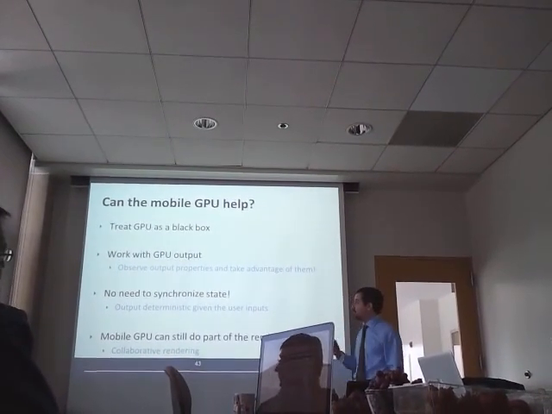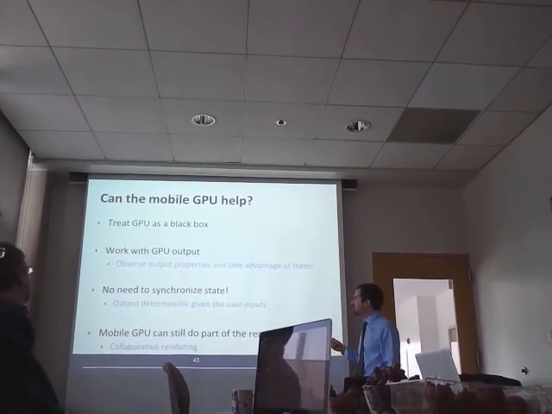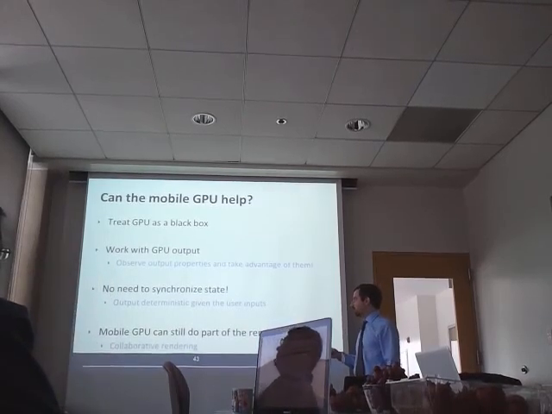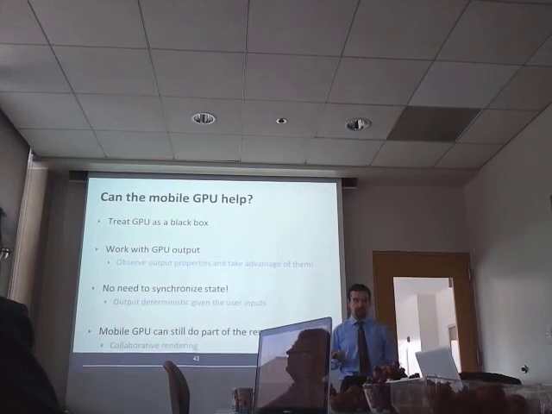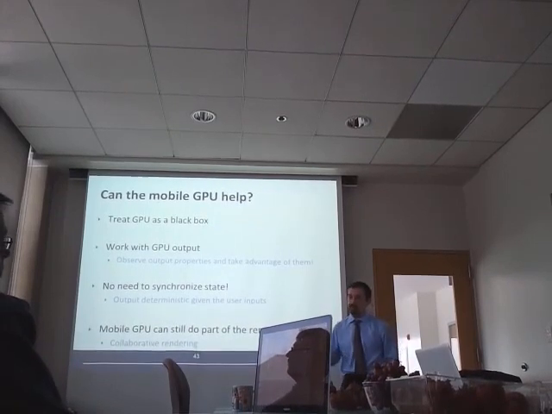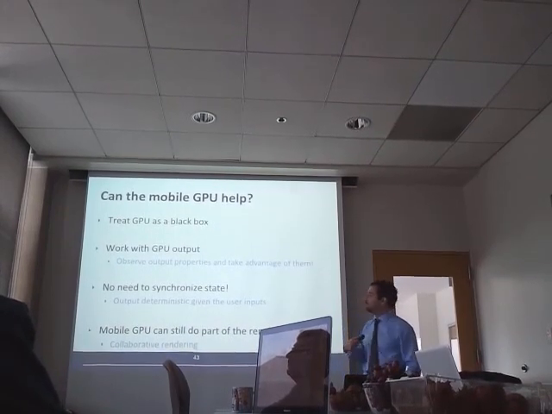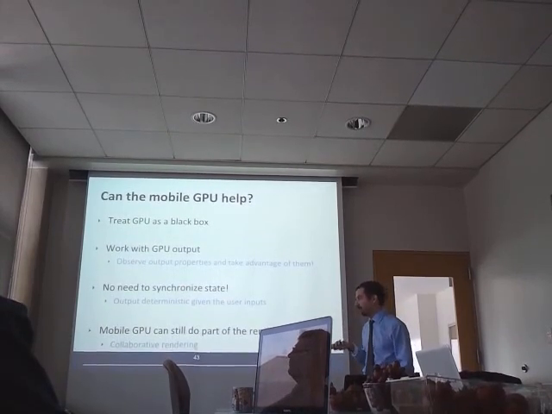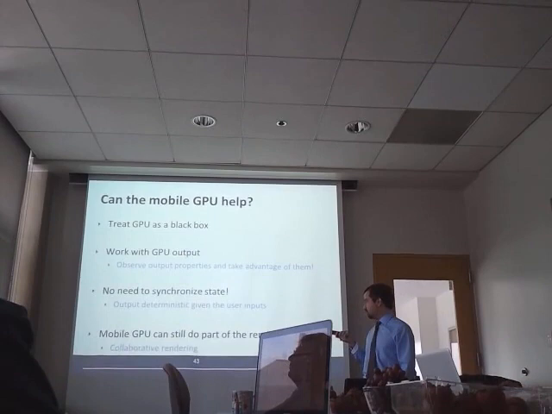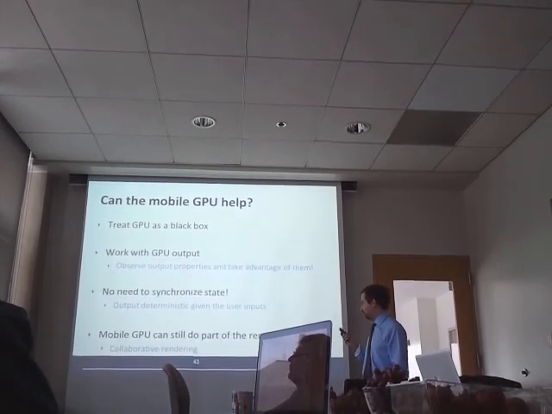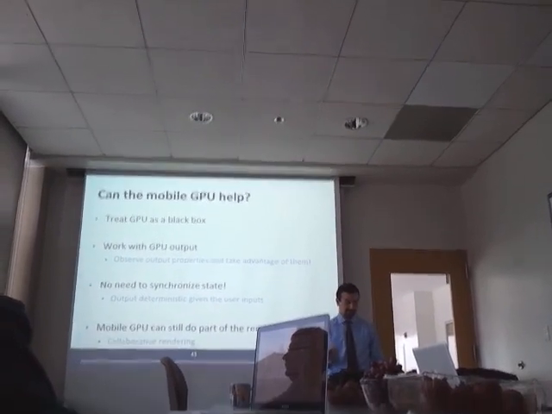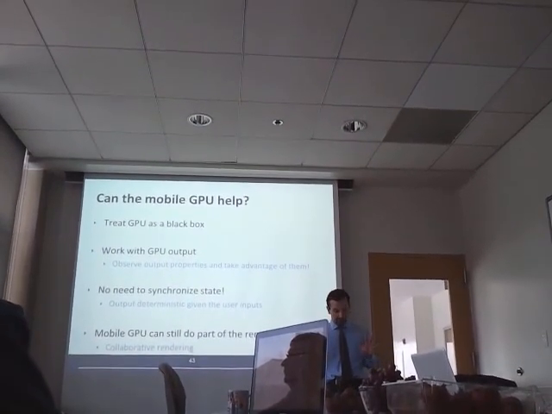A very important point is that if we take advantage of the output, we don't need to synchronize the state, because the GPU is a black box. We need the output of this graphics application to be deterministic. That is, for the same user input, you will get the same output. I will mention in detail how we achieve this. The mobile GPU can do part of the rendering, but how is this going to work? Through the technique I mentioned, collaborative rendering.